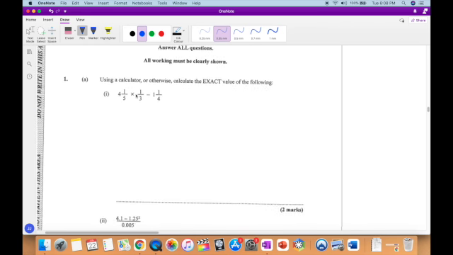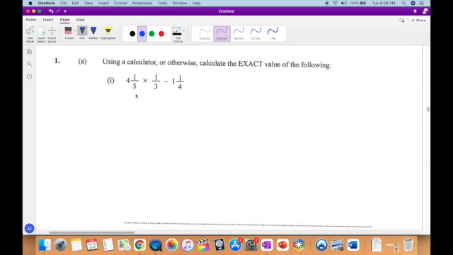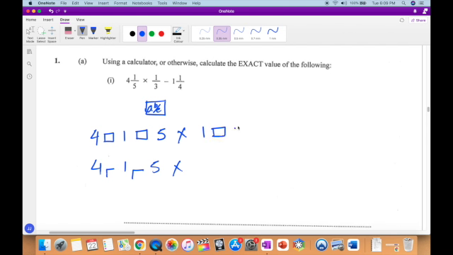Now, of course, you can use your calculator here, right? In terms of using your calculator, you have this fraction button in it. So if you wanted to punch this entire thing in your calculator, you would type 4, press the button, 1, press the button, 5. And on your screen you would see 4 1/5 as a mixed number. Then you press the multiplication sign, and then you press 1, the button, 3, and you'll get 1/3.